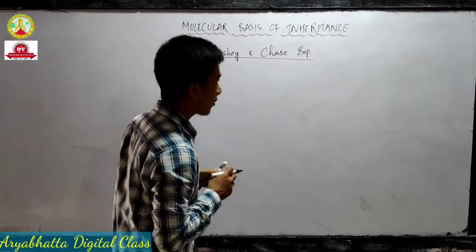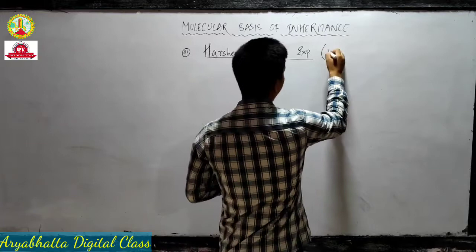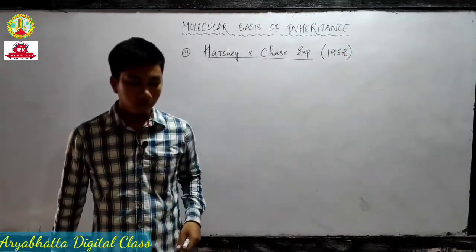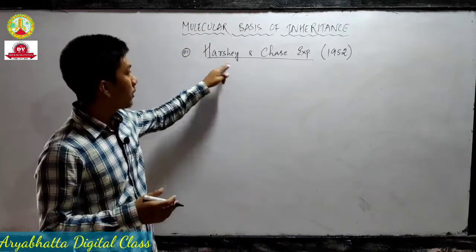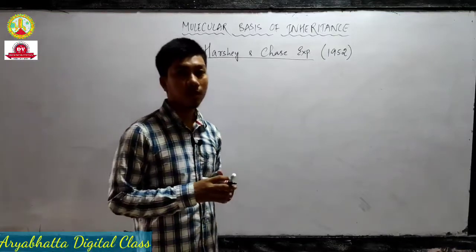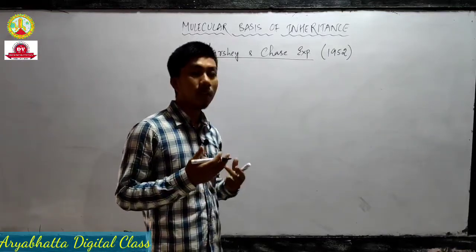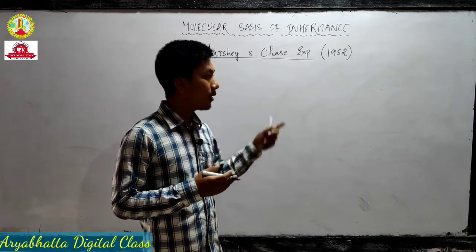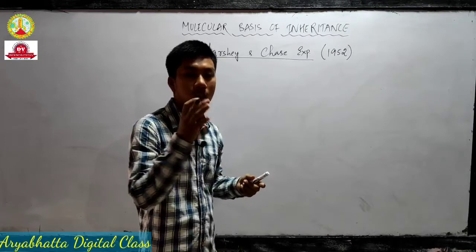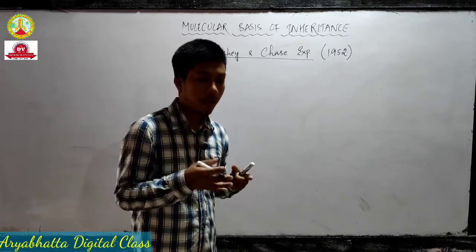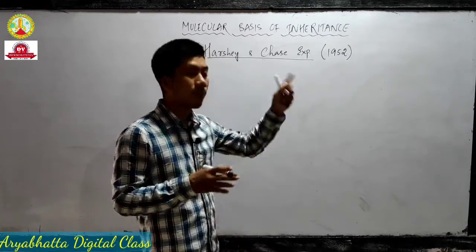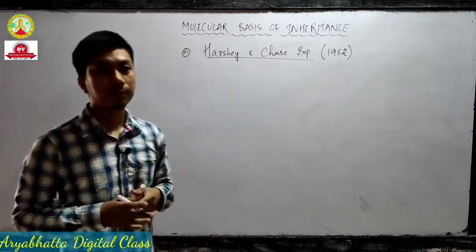So the Hershey and Chase experiment was first performed in the year 1952. So these two scientists also proved that DNA is a genetic material. This experiment is to confirm. Avery, McCarty and MacLeod had said that DNA is a genetic material, so to confirm that, these two scientists performed another experiment.